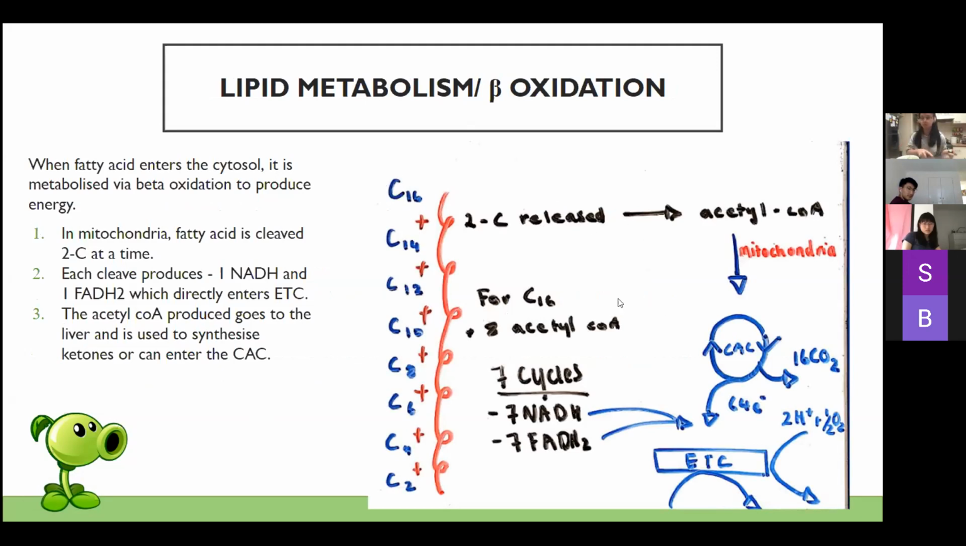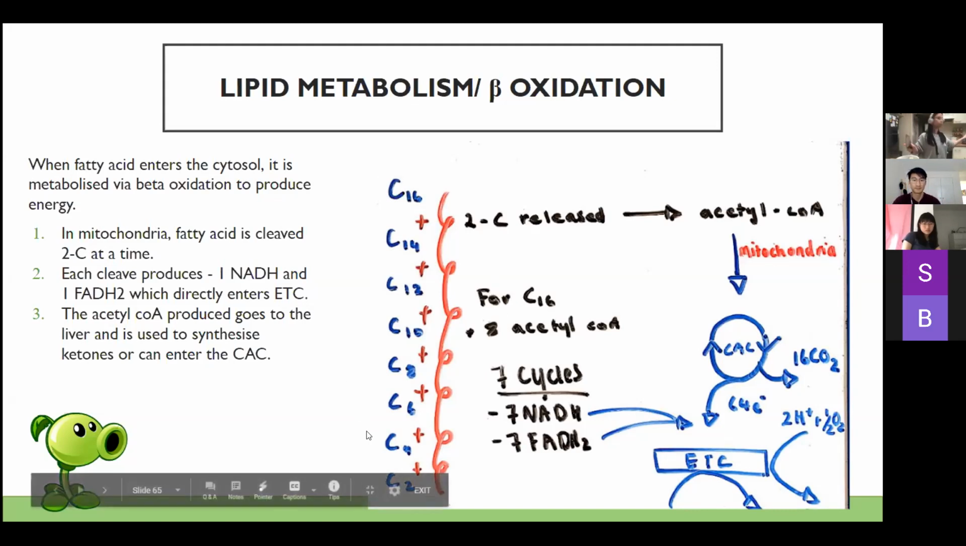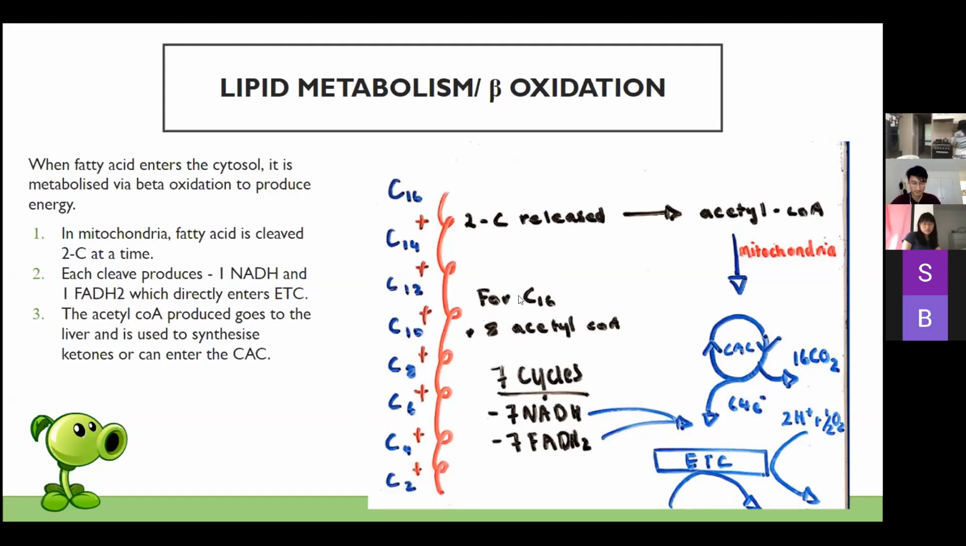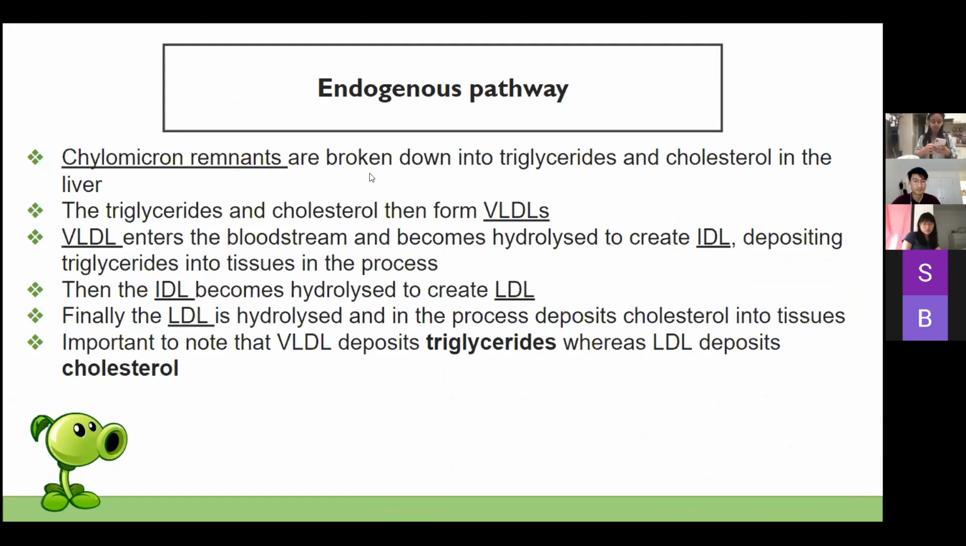I believe you guys had a question on it, where you got something like 18 carbon molecules. Whatever, we'll just go through it quickly again. We have a fatty acid molecule, say one of 16 carbons, and each cycle will reduce it by 2 carbons at a time. Each cycle will also produce one NADH and one FADH2. I think there's not much else to say.